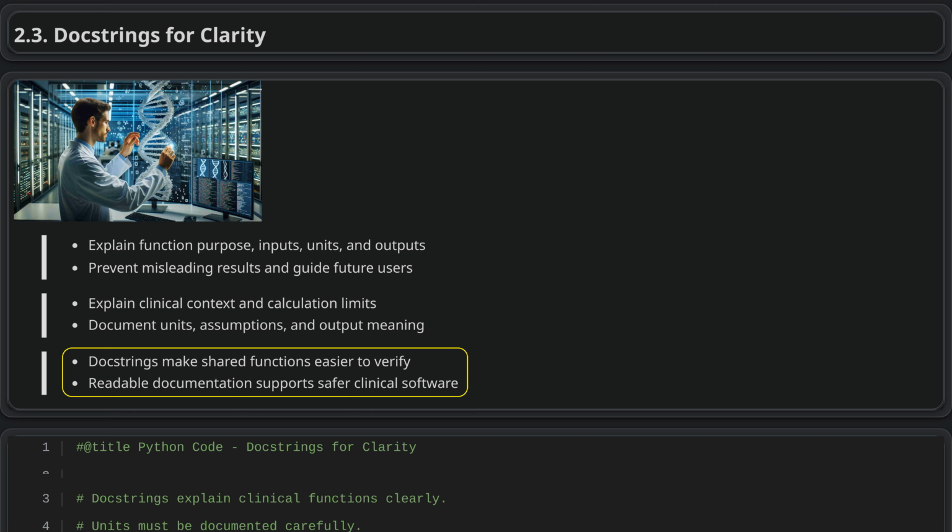Docstrings make functions easier to understand, verify, and reuse. They clearly explain a function's purpose, inputs, and outputs, so others can integrate it without having to decipher the logic. In clinical or professional software, this supports safer, more maintainable tools by preserving meaning and reducing ambiguity.